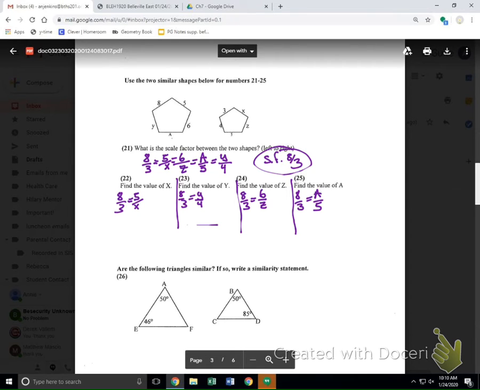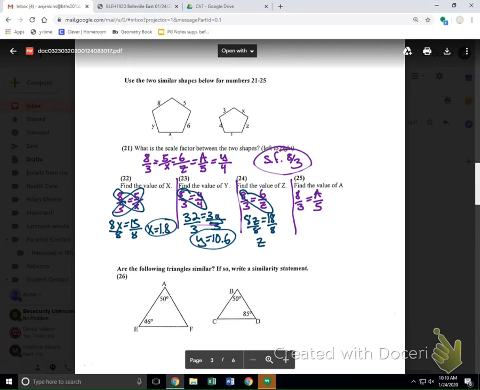So we're going to start by cross multiplying. 8 times x is 8x. 3 times 5 is 15. We're going to divide by 8. 1.8. Okay. Our next one up, cross multiplying again. 8 times 4, 32, equals 3y. Divide by 3. Y equals 10.6. Next one up, 8z. 3 times 6, 18. Divide by 8, z equals... Not exactly though, right?